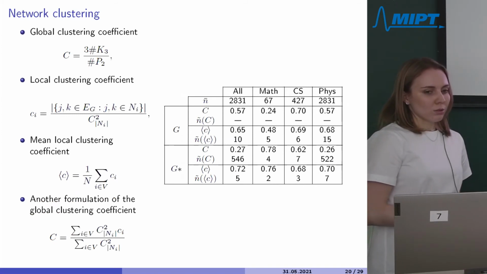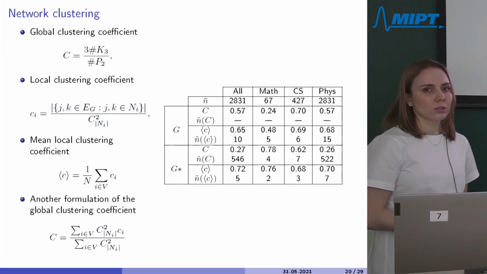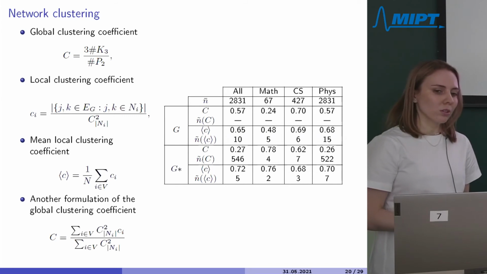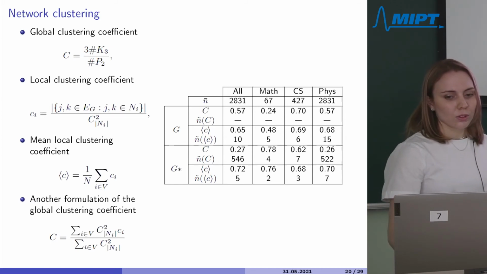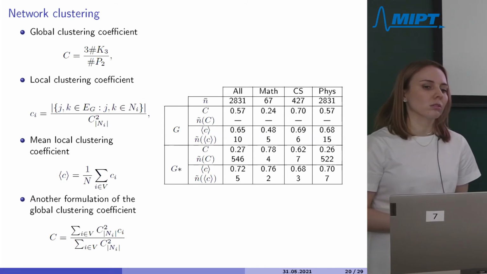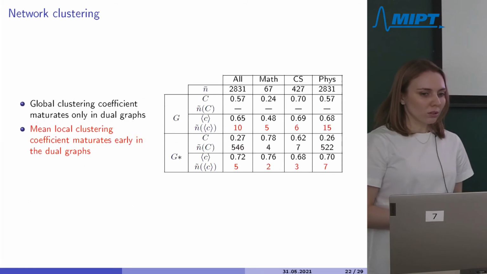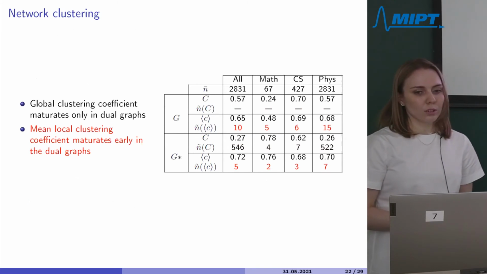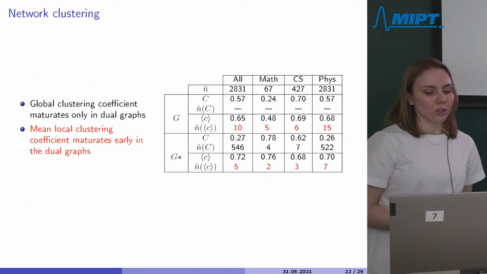Then we describe clustering properties, and here we analyze the values of global and local clustering coefficients, and mean local clustering coefficients. So here we can say that the global clustering coefficient maturates only in dual graphs. And speaking about the mean local clustering coefficient, in dual graphs it maturates earlier than in the primal one.